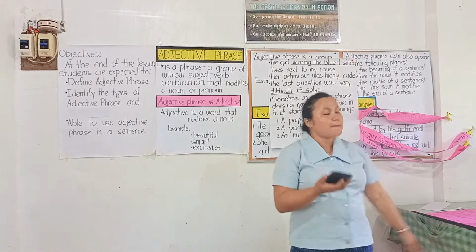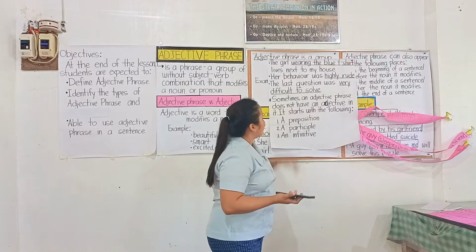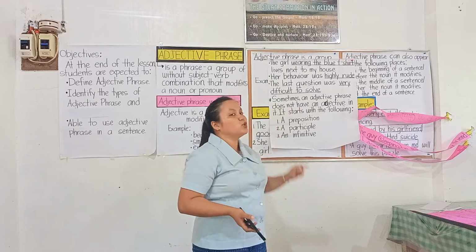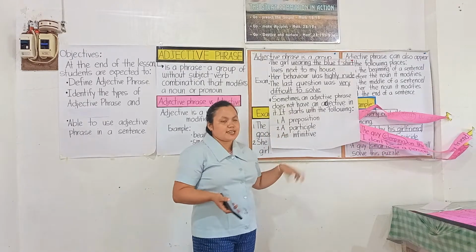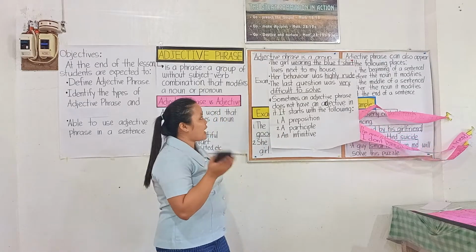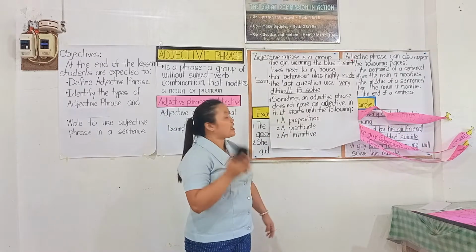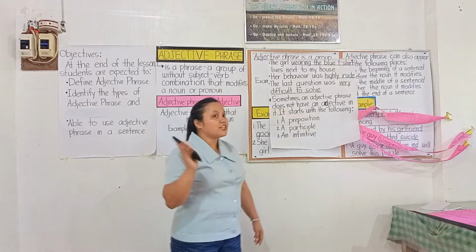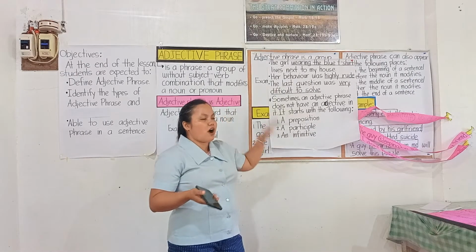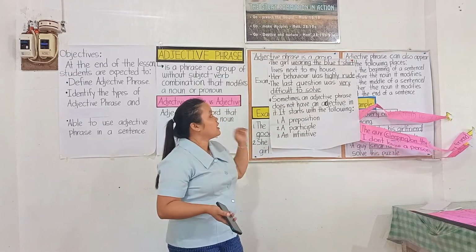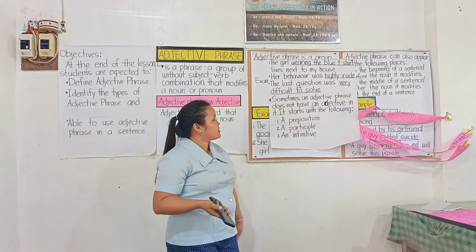Okay, another example. The girl wearing the blue t-shirt lives next to my house. So the adjective phrase is "wearing the blue t-shirt." That is found in the middle of a sentence, before the noun it modifies.